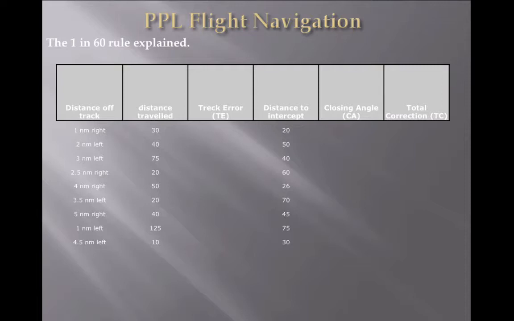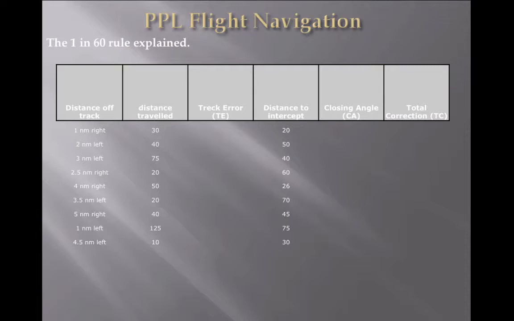The closing angle: all we do is line up the distance off track on the outer scale with the distance you want to regain the track by on the inner scale, and the closing angle sits above the 60 on the inner scale. So if we have 40 nautical miles to go to intercept the track, but we're also still 2 nautical miles off track, 2 nautical miles distance off track and 40 nautical miles to go would give us a closing angle of 3 degrees.